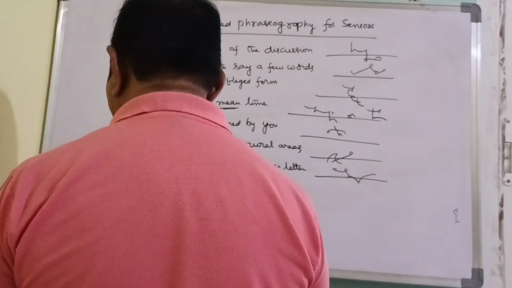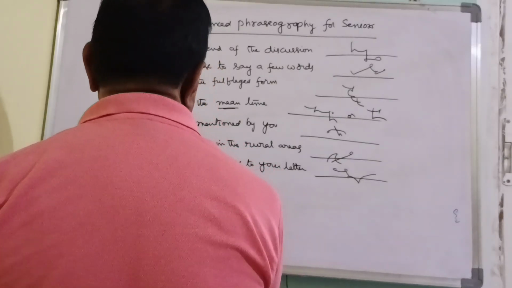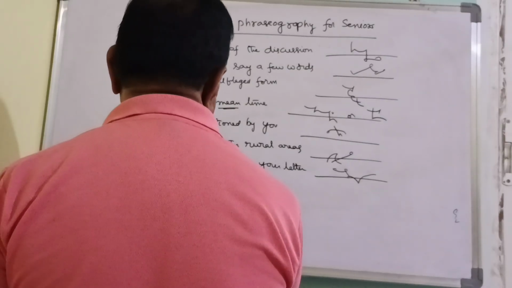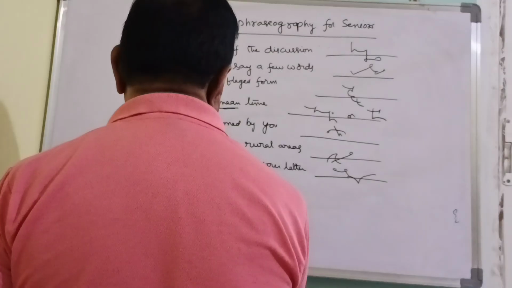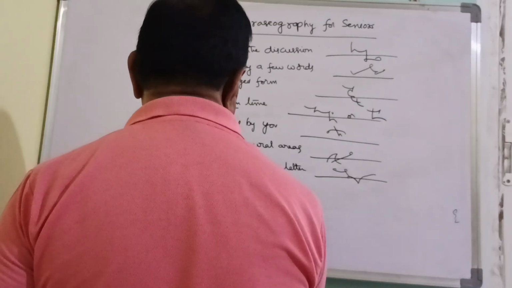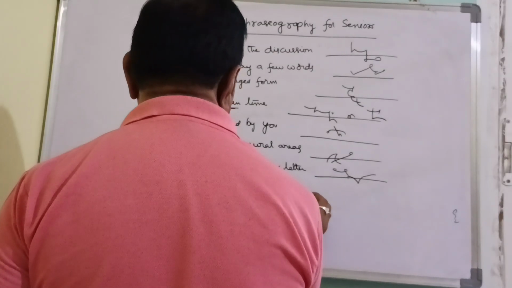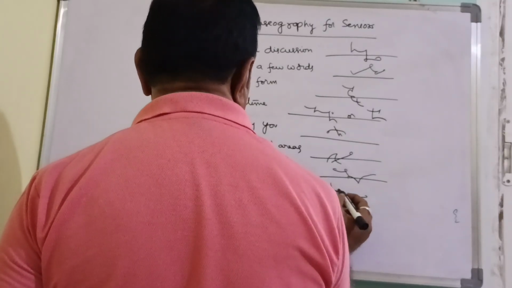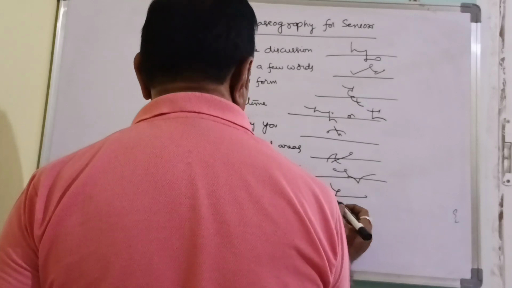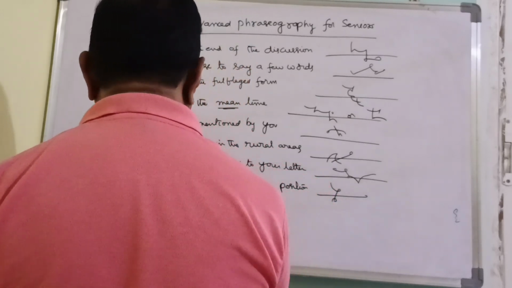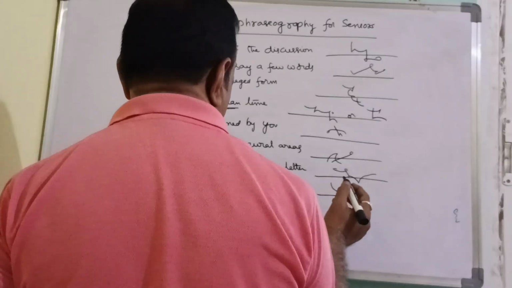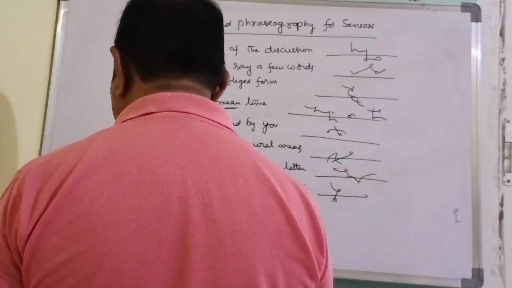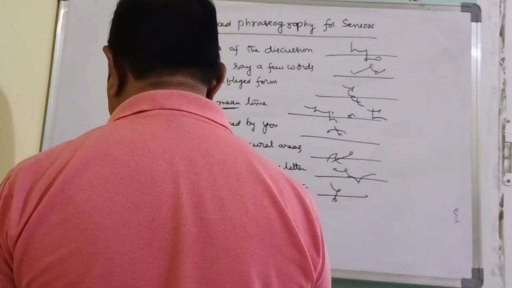Then foreign exchange position. For position we are writing only the session sign here. Foreign exchange, then position, then industrial development of the state.